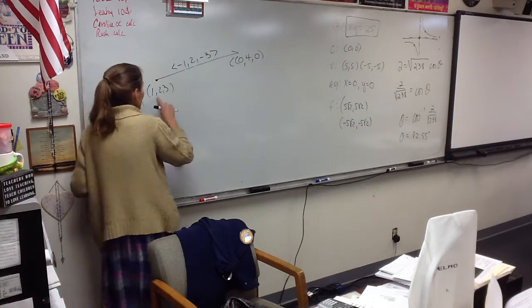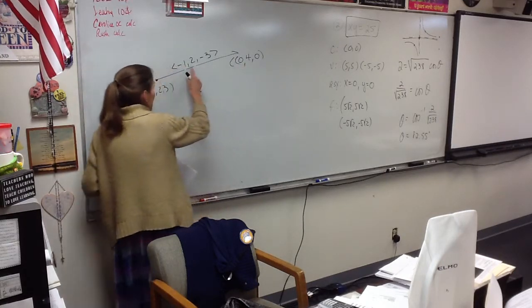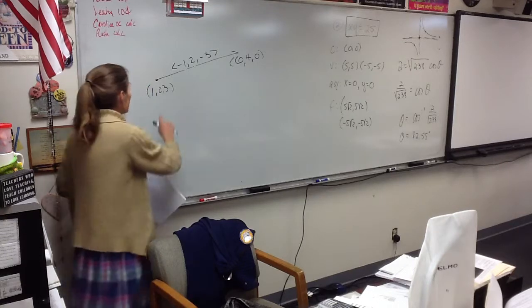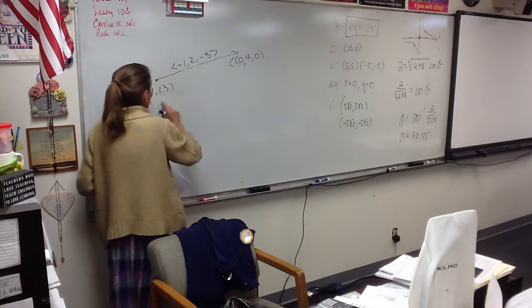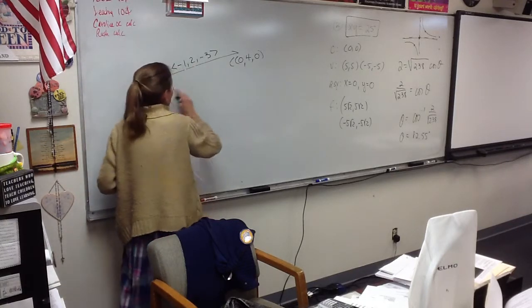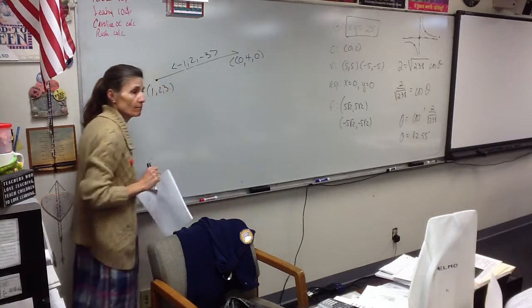The vector from here to here has to move that way. So 1 to 0 is -1, 2 to 4 is 2, and 3 to 0 is -3.